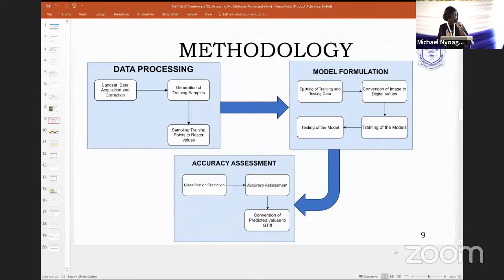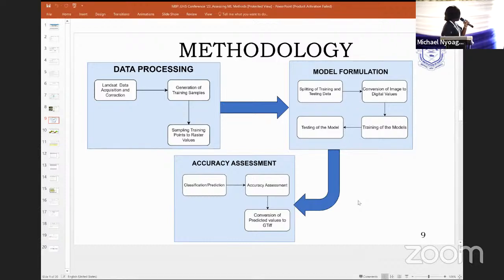We trained them, and the training is where we are teaching the model. Like I said, it's a machine learning model, so it learns based on the data you give it. So we trained it with the 80% of the samples that we had. And then after we trained, we wanted to be sure it had been able to learn, and so we also tested the model.